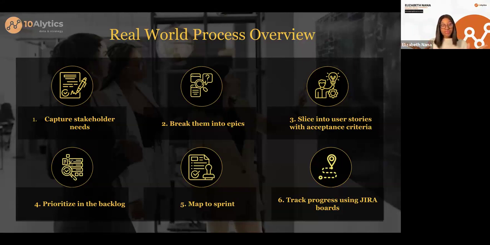Now, this is the tricky part. I'm also going to be explaining what epics are in coming slides, so not to worry. You need to break these requirements that you've gotten from your different stakeholders down into epics, and then you further slice the epics into what we call user stories, and make sure you add acceptance criteria to that. Then the next thing you want.